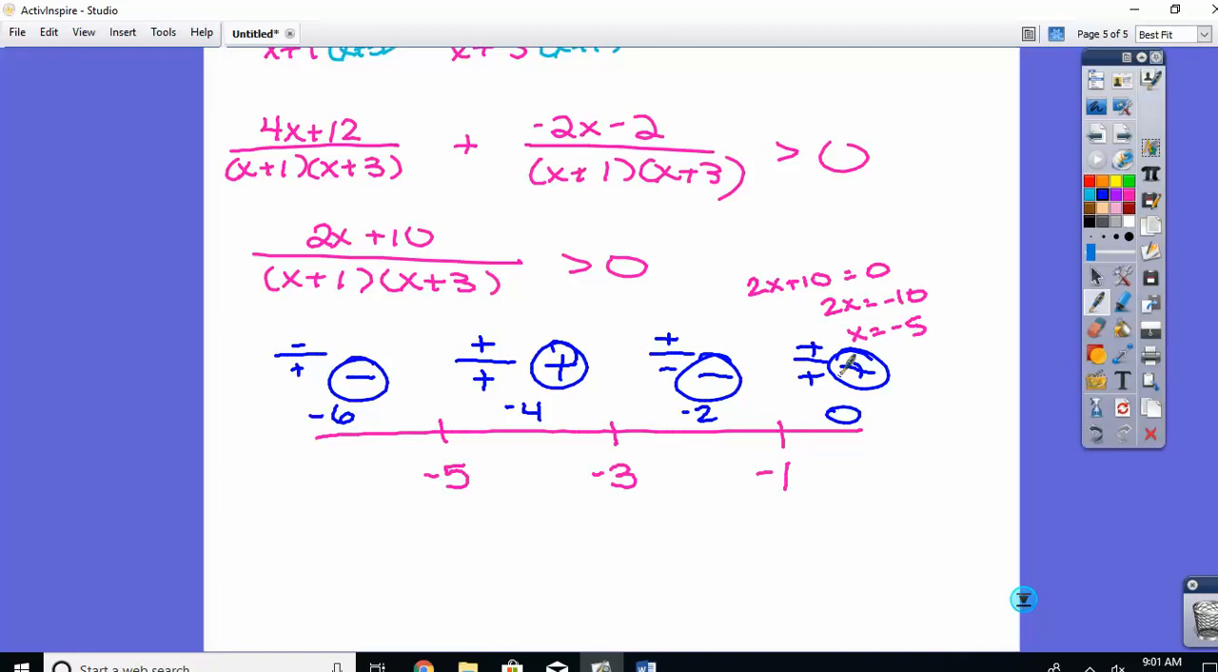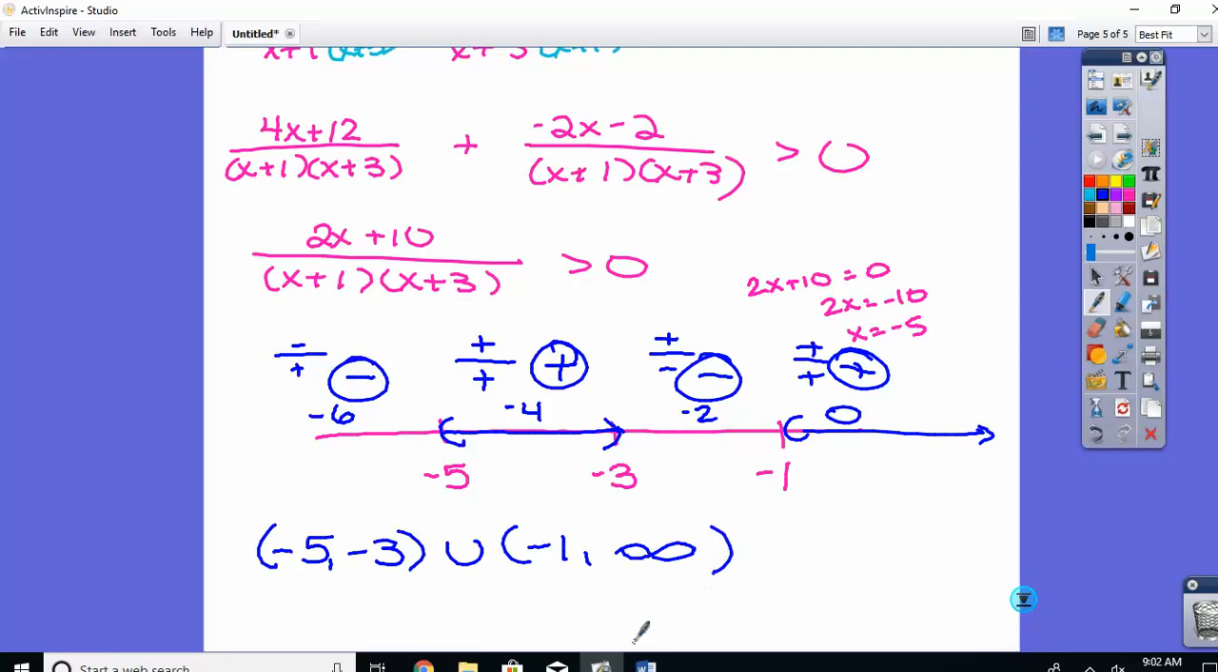Does everybody understand how we got those? Which ones did I want? The positives. You do have to watch on these. Equal to means brackets, but remember anything on the bottom could never have a bracket. So I didn't have the equal to on this, but if I did, the negative 1, the negative 3 would still have to have a parentheses. But I just wanted the positives, so that would be this piece and this piece. So negative 5 comma negative 3, union negative 1 to infinity. Questions? Good.